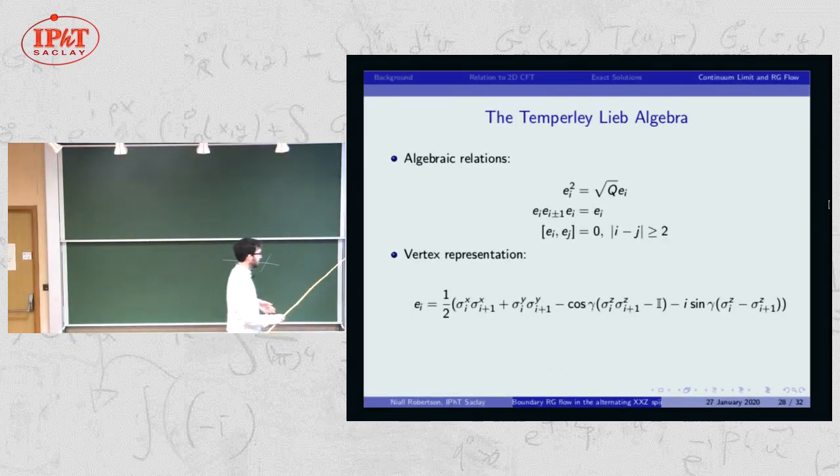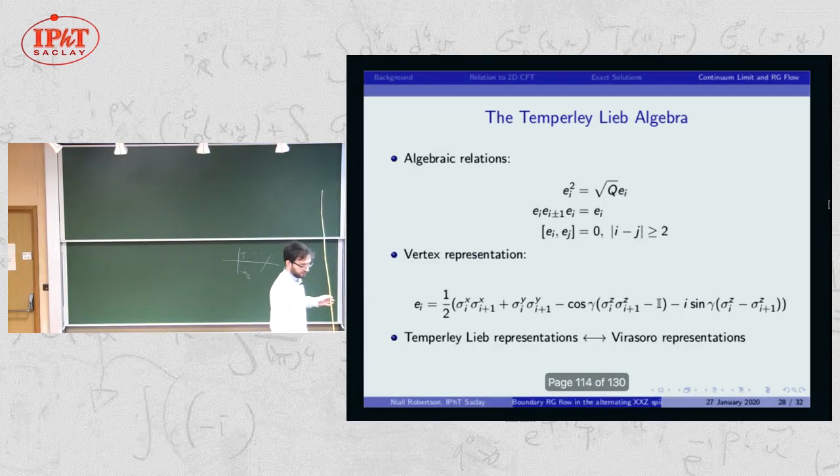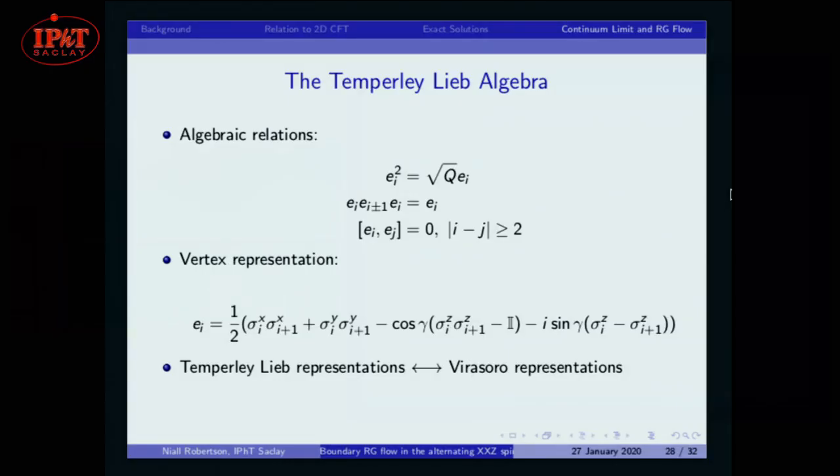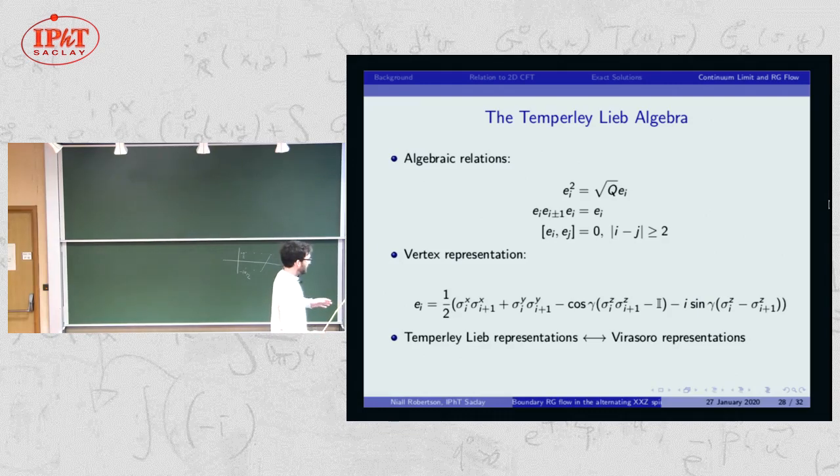This is the representation we've been dealing with up until now, and we can check quite easily that it satisfies these three equations. But we can find all sorts of other e_i that satisfy these three equations and plug them back into the Hamiltonian.